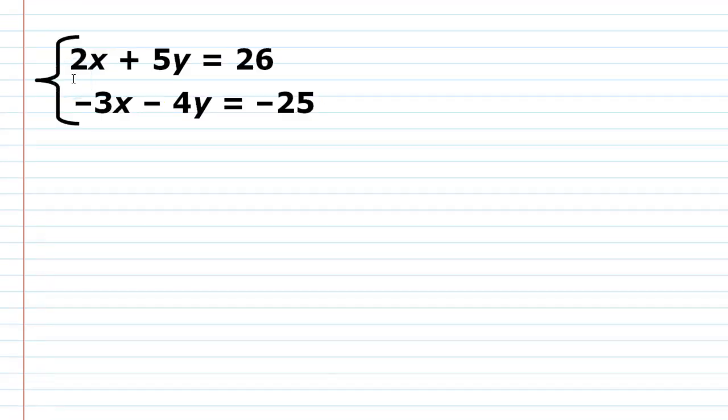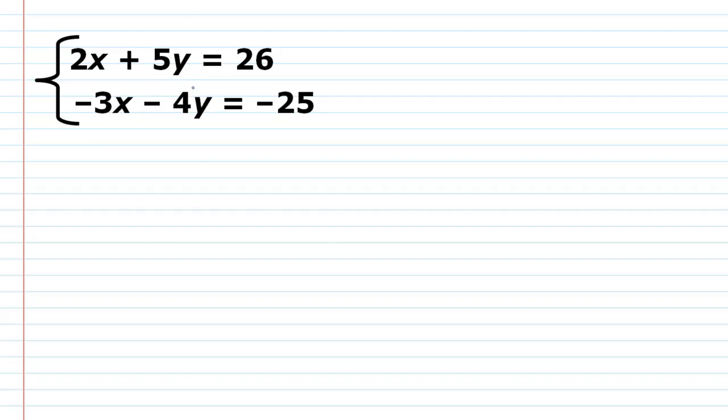Moving on to the next one. Let's run through the steps. Step 1. Both the x and y have to be on the same side. Yes, the x and the y are on the same side, and part of that is to make sure that they're lined up. If they write it backwards, then fix it so it's lined up. Step 2. Determine which variable you want to eliminate.